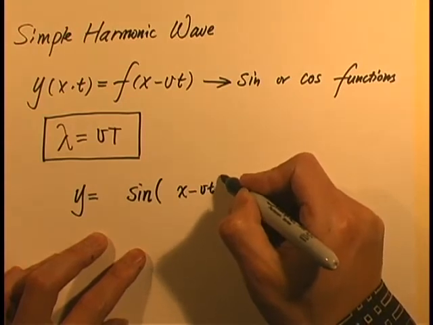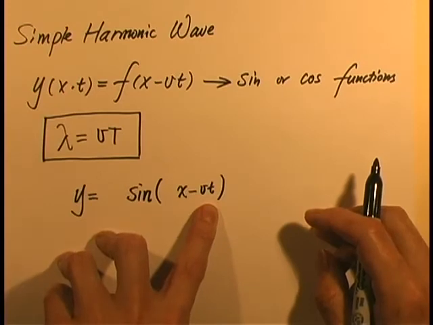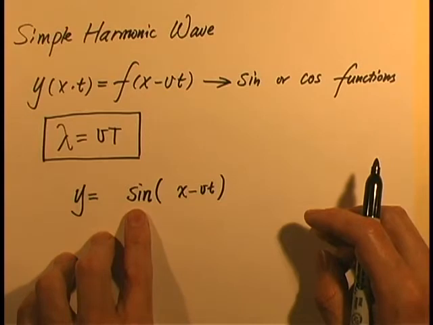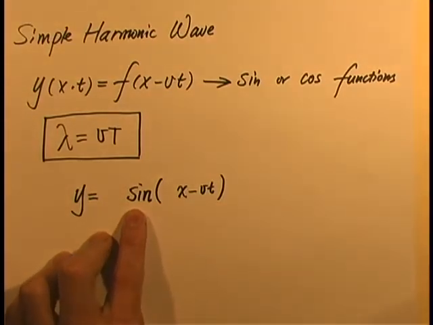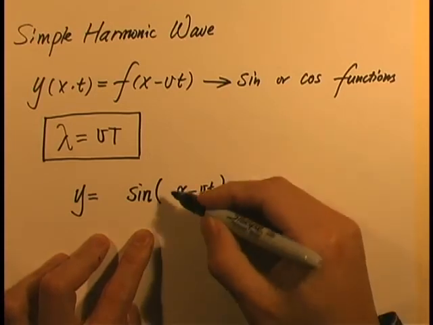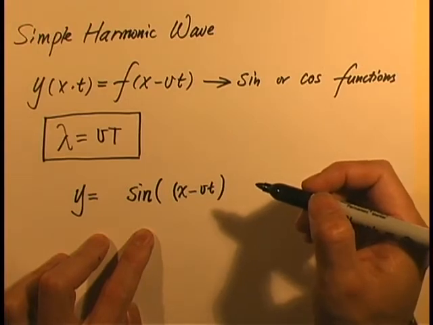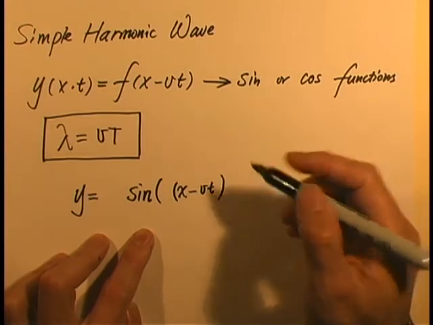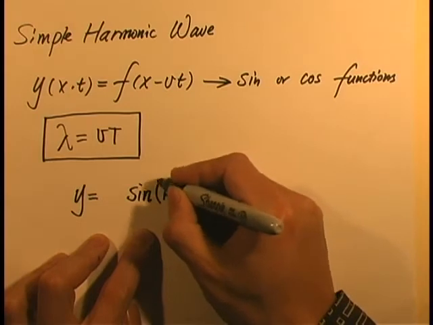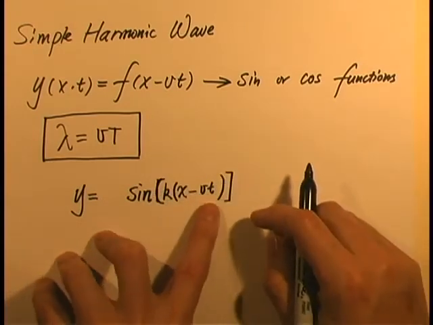Except there's a problem. And the problem is x minus vt is not dimensionless. You cannot use this directly as an argument of a sine function. The argument of a sine function is just an angle and it's totally dimensionless. So what do we do? Well, you must multiply this whole argument, x minus vt, by some sort of constant. And what is that constant? Well, we call it k, for example. So you must use k to multiply this whole thing, x minus vt.